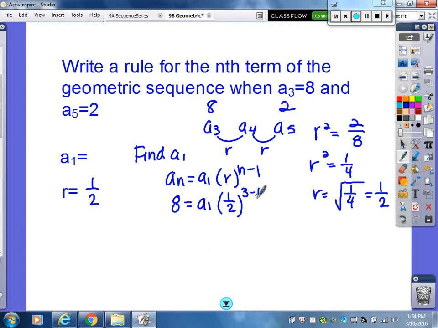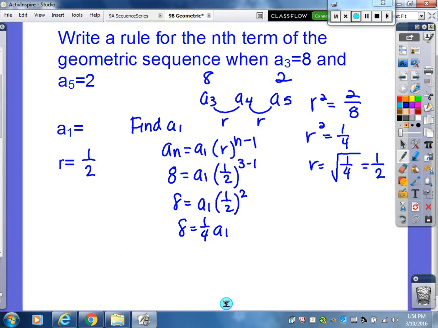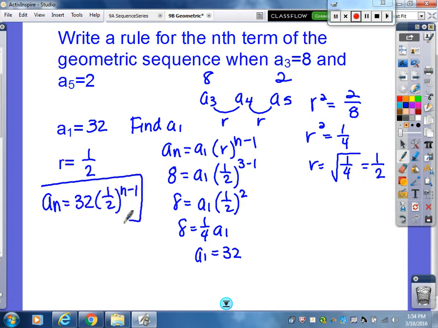Alright, let's just solve for a1. So 8 is equal to a sub 1 times 1/2 squared. So 8 is equal to 1/4 a1. We're going to multiply by 4. So a sub 1 is equal to 32. Alright, now I have the information that I need. So let's plug into our little formula. So the nth term is equal to the first term times my ratio to the n minus 1. There's my answer.